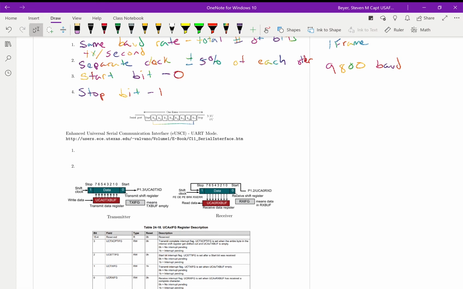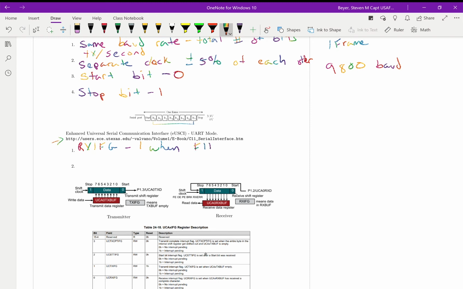So we saw some flags last time, very similar flags here. And we're going to do a demo in class, but just wanted to get this out here for you. This website here has demos for the asynchronous and synchronous serial communication. We'll do those in class, but if you want to take a look.